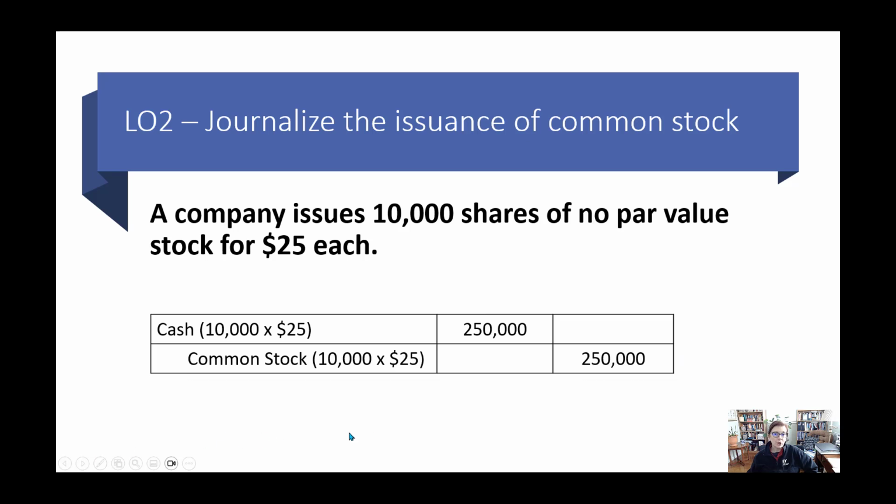Now, if the stock had no par at all, you would just record the whole thing for the issuance price. So you're going to debit cash for the 10,000 times the $25, and you're going to credit common stock for the same amount.